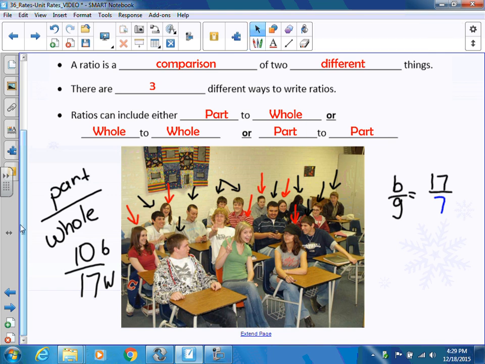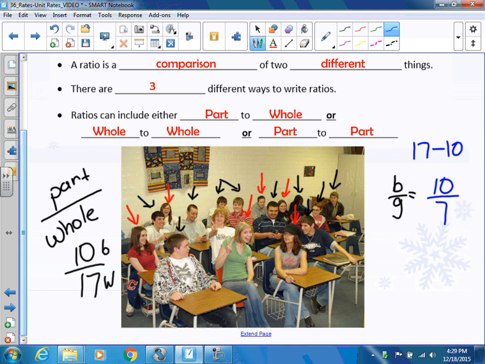Sorry, that's not 17 boys. I was confusing myself. Okay, so if we know that there's a total of 17, and I subtract the number of boys, which is 10, that tells me the number of girls, which is 7. So if I compare part to part, boys to girls, it's 10 to 7.